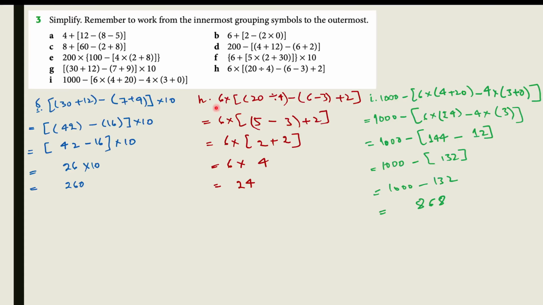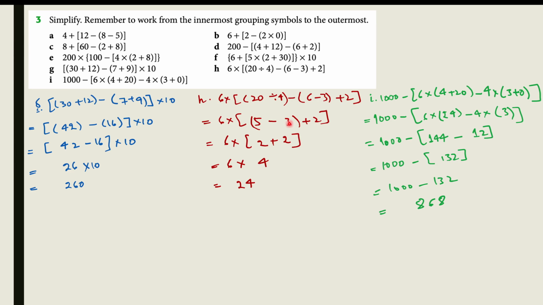Second last expression: 6 multiplied by, in the square brackets we have 20 divided by 4, minus 6 minus 3, and then outside the parentheses we have plus 2, and the square bracket closes. We will start with the parentheses, these two. We will solve them, and once we have solved this, we will move towards the square bracket to solve and simplify. So 20 divided by 4 is equal to 5, and 6 minus 3 is equal to 3.